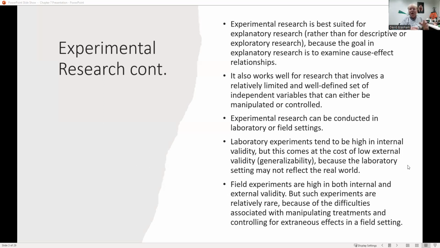Field experiments are high in both internal and external validity. If you can do experimental design in a field setting, then you have the ability to have both internal and external validity, at least a lot better than you would have in a laboratory setting. But such experiments are rare, as I said, because of the difficulties of getting treatments that you can actually manipulate in a field setting.